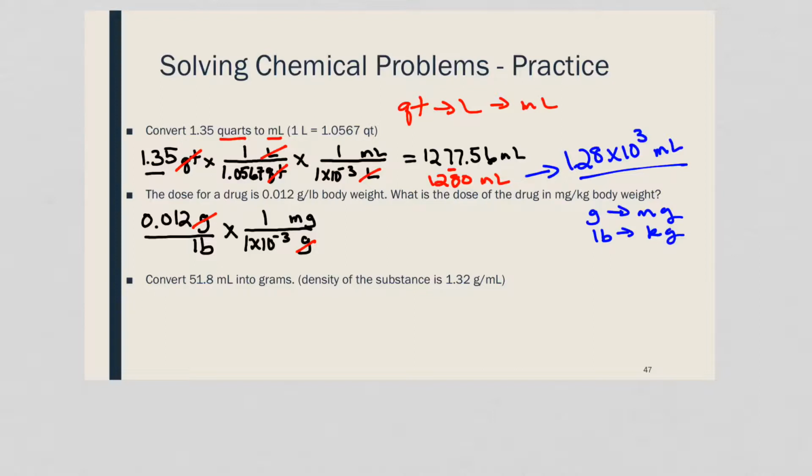Now, this is an English conversion, so we're going to have to look up this conversion. So it turns out if you look at the back of the book, you can find a conversion that says that 1 kilogram is equivalent to 2.2046 pounds.